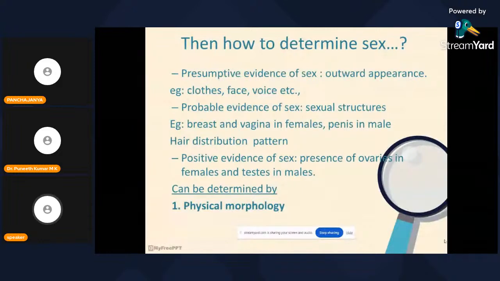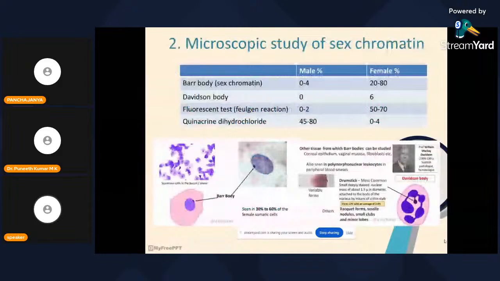Next, the microscopic study of sex chromatin. There are sex chromatin cells present in both the male and the female. Based on their percentage, absence or presence, we can identify the male or the female. First, the Barr body, that is the sex chromatin. It is present in males up to 0.4% and in females 20 to 18%.